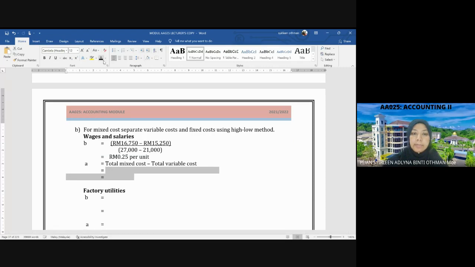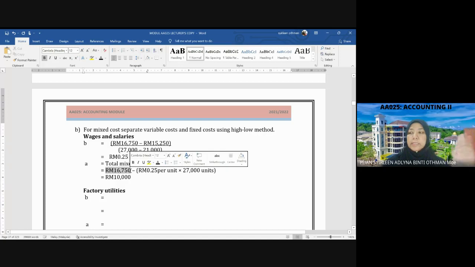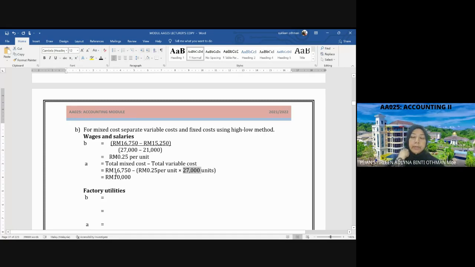So saya akan dapat, okay, so let's say I'm using my highest. Boleh je nak guna lowest, tak ada masalah. Okay, so kalau lowest awak akan ambil 15,250 lah. Dan unit dekat sini ialah 21,000. Okay alright, so kita dapat A 10,000. Alright, okay. Stay dulu kat situ, jangan buat apa-apa lagi.